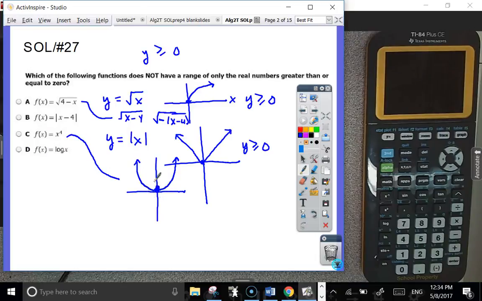How many turning points can an x to the fourth have? It could have up to 3 turning points, and this one is only going to have 1. But that's okay. It doesn't have to have 3. It has less than or equal to 3. But again, looking at that graph, there's another range of y greater than or equal to 0. So all 3 of those have ranges of y greater than or equal to 0, which by process of elimination, we can say that the last one doesn't.